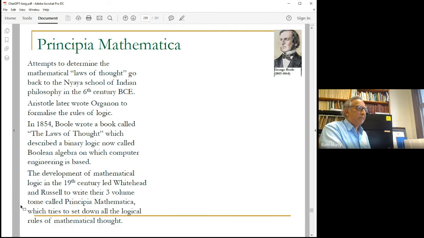So the development of mathematical logic in the 19th century led Alfred North Whitehead and Bertrand Russell to write their 3-volume tome called Principia Mathematica, which tries to set down all the logical rules of mathematical thought.